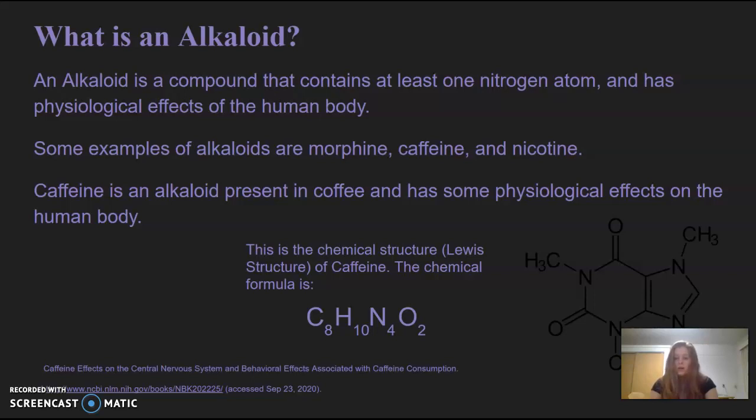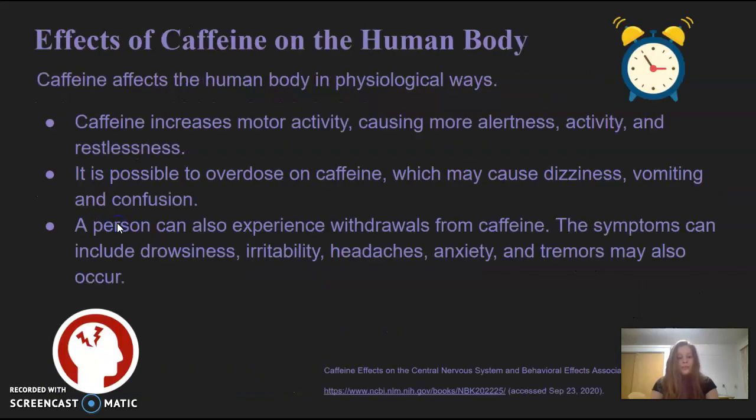And caffeine is the alkaloid present in coffee and can have physiological effects on the human body. In the corner of the slide, I have the Lewis structure for caffeine and the chemical formula, which is C8H10N4O2. Again, according to NCBI, the effects of caffeine on the human body are usually physiological. Caffeine has a tendency to increase motor activity, which can cause more alertness, activity, and restlessness. It is also possible to overdose on caffeine, which may cause dizziness, confusion, and vomiting.